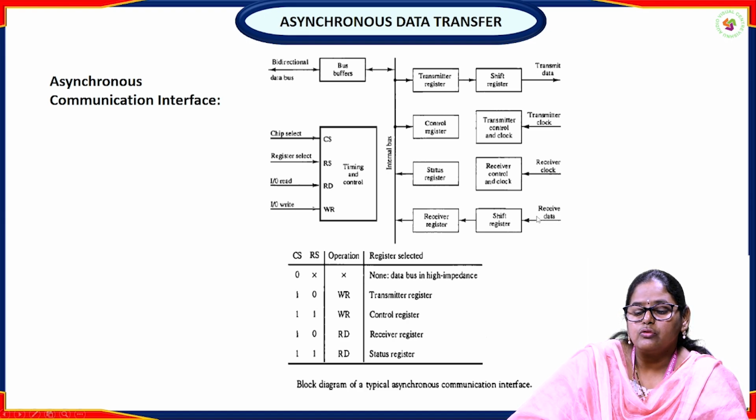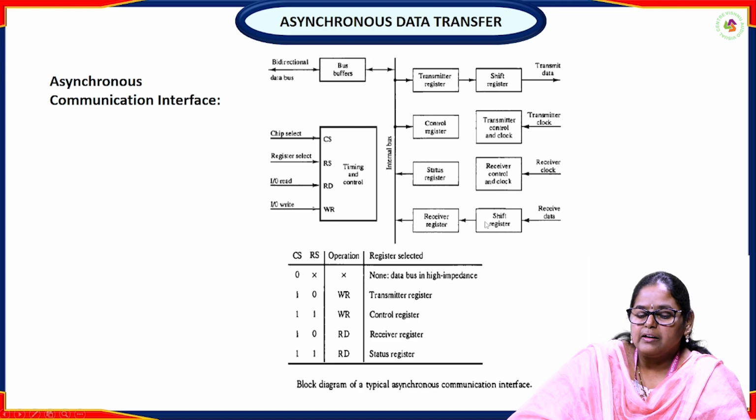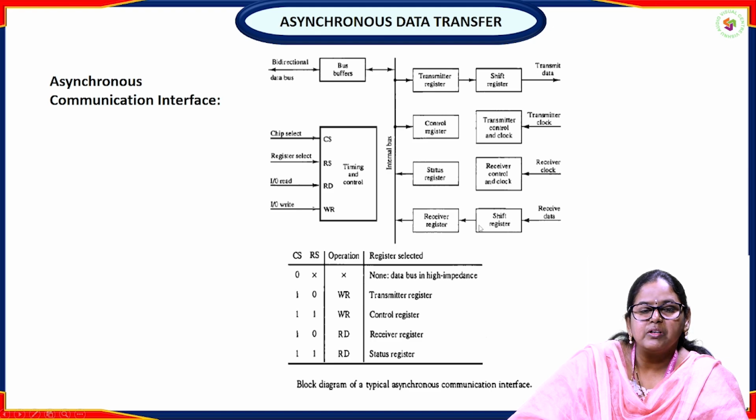So it receives the data serially with start and stop bits and stores the information in the shift register, and from there the data will be transmitted to the receiver register. When it transmits the data from the shift register to the receiver register, it removes the start and stop bits and transmits the data in parallel to the receiver register there.